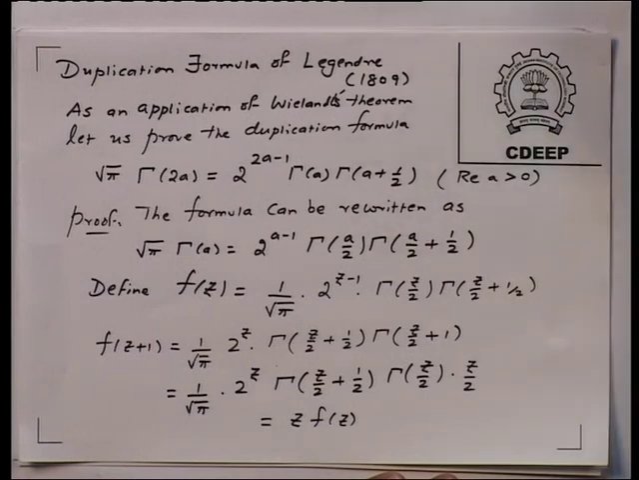So send the root pi to the right hand side and define whatever is the right hand side as your f of z. What are you supposed to show? You are supposed to show that f of z is gamma z, right? And the job will be done. How will you show that f of z is gamma z?